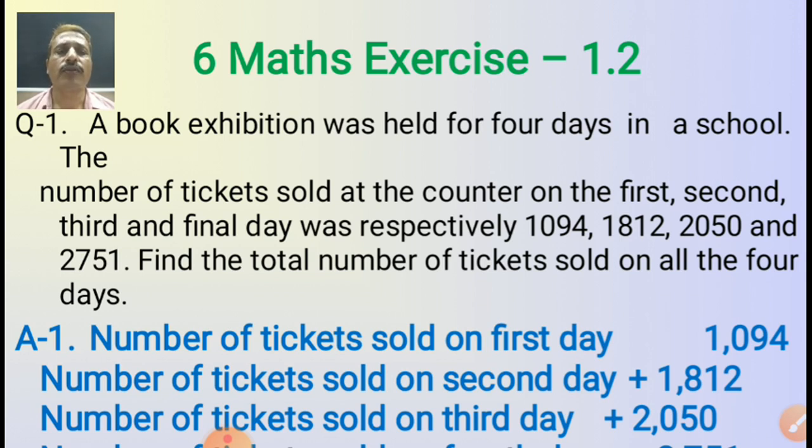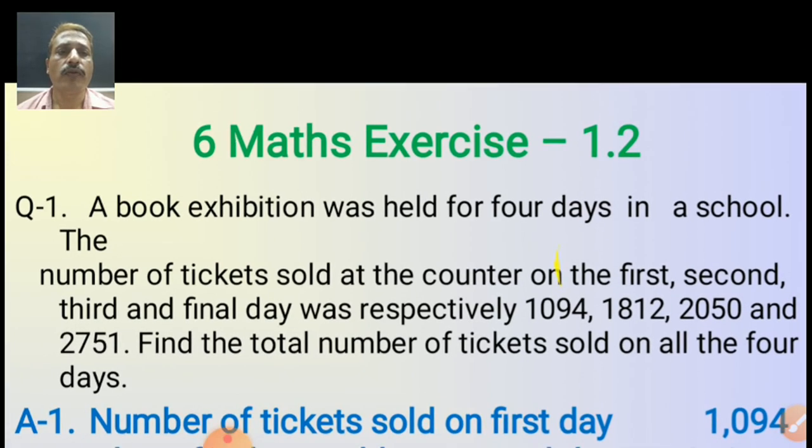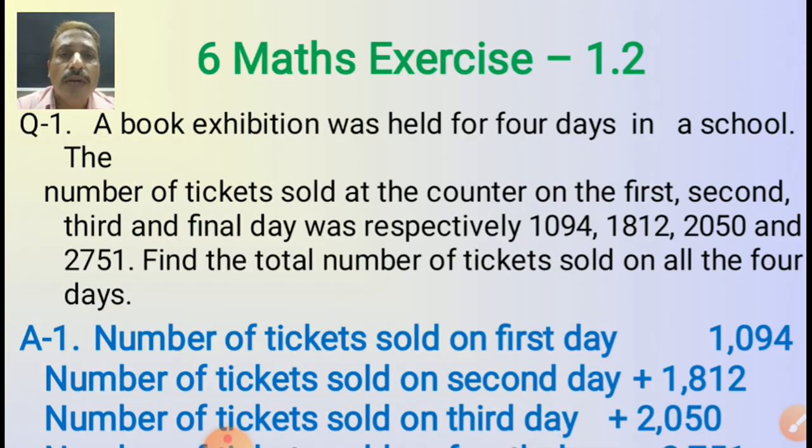The number of tickets sold at the counter on the first, second, third and the final day was respectively 1094, 1812, 2050 and 2751. Find the total number of tickets sold on all the 4 days. Student, what do we have to do for this one? Should we do addition, subtraction, multiplication or division?